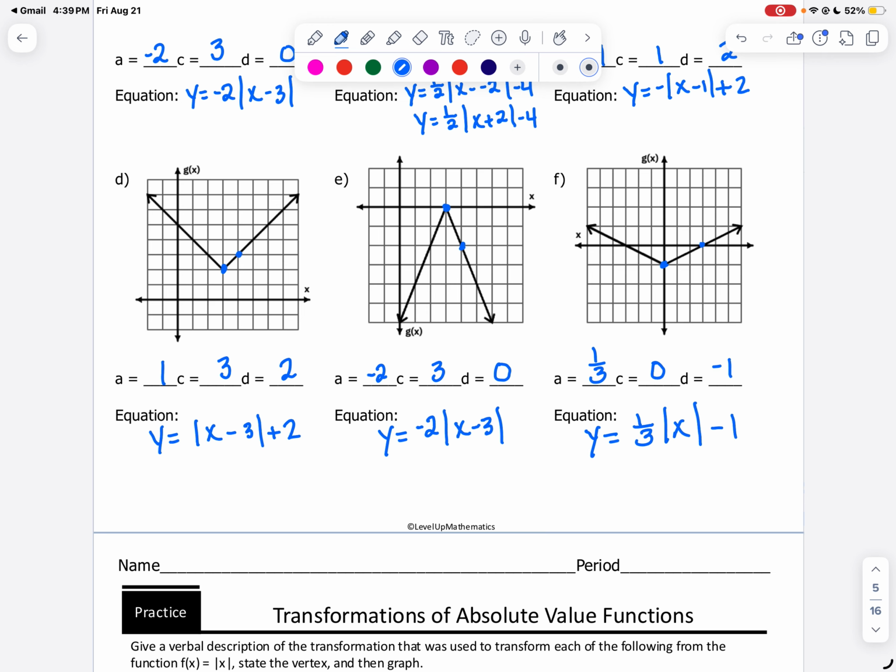And that concludes today's lesson, Transformations of Absolute Value Functions.